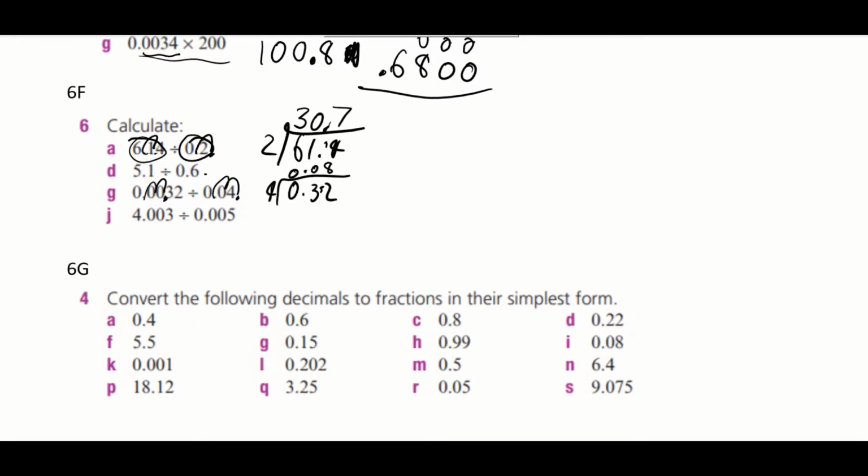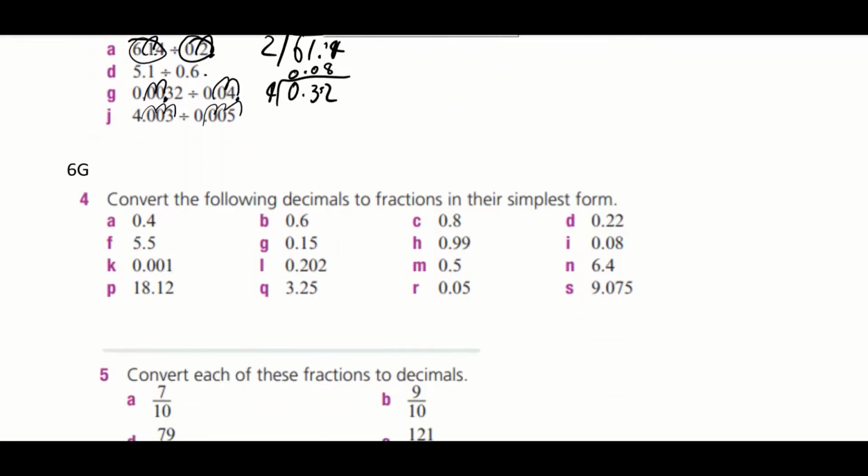So you just remember you're making the divisor a whole number. So here would be 1, 2, 3, 1, 2, 3, so it would be 4003 divided by 5. You don't need to see that again.